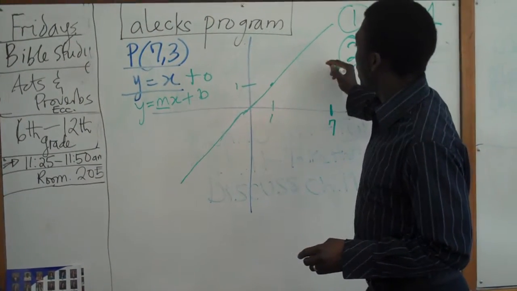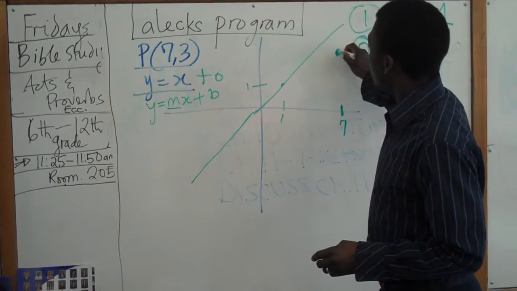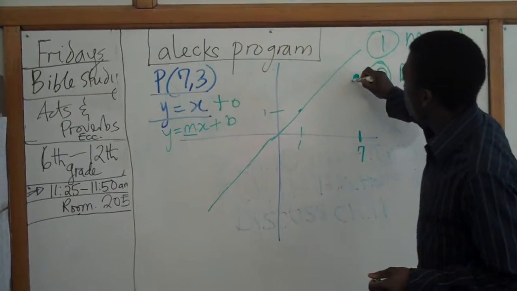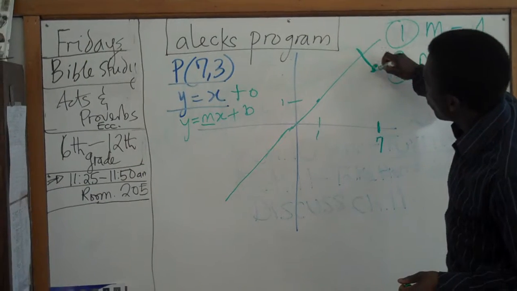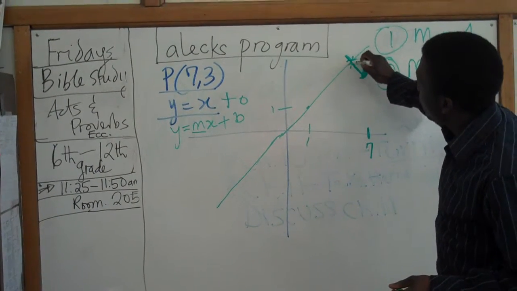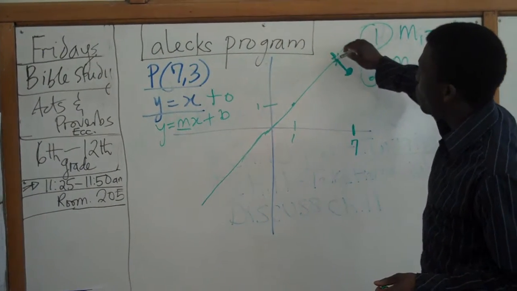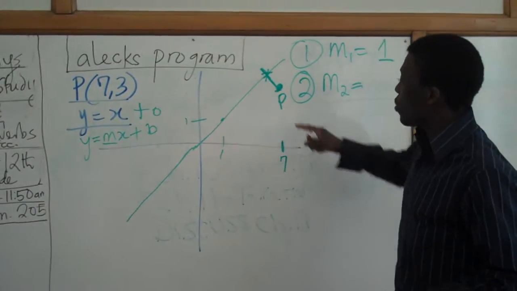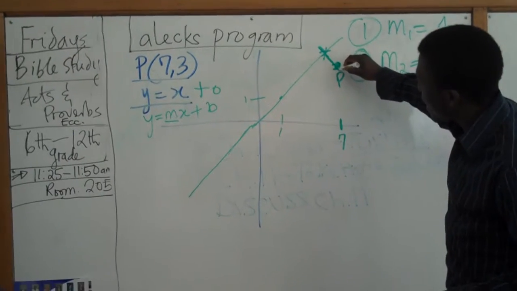We have something about here. And there's one perpendicular line that can be drawn from here to that line. And so we're looking for that point, and then we're going to calculate the distance from that point to point P. So the second step is to find the slope of this line here, this second line.